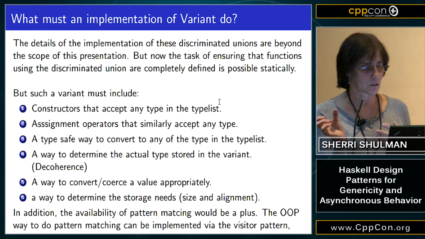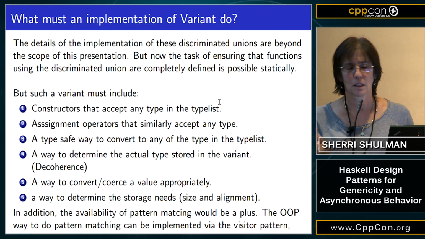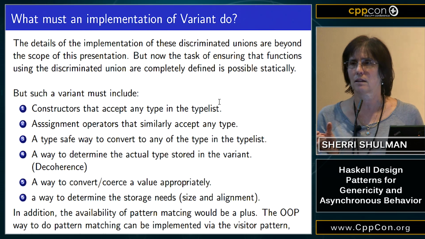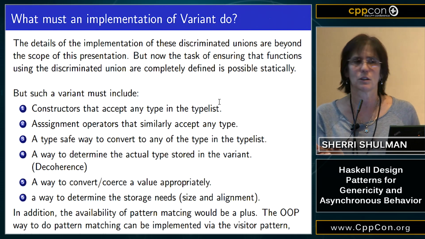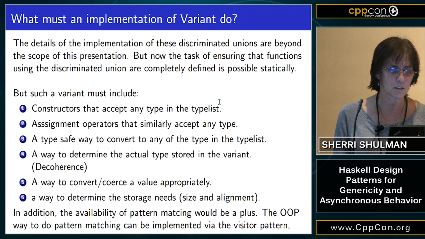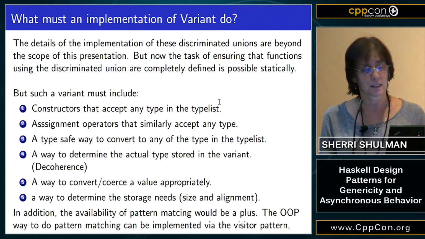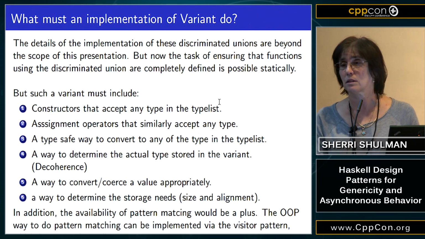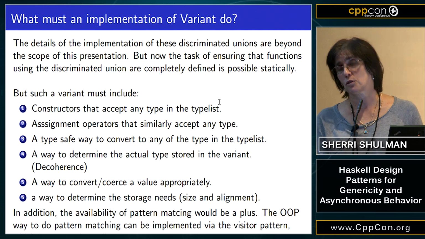I haven't used this term before, but in the C++ literature, the way that they talk about, for lack of a better term, I can call pattern matching. If you notice in our definition of the eval, I had those type tags, and we usually refer to that as pattern matching. But you can also think of it as what's called decoherence. In other words, how do you break down a type? A way to determine the actual type stored in the variant, a way to convert a coercive value appropriately, and I don't know if this is the hardest, but it never comes up in Haskell because it's below the level of the programmer control, a way to determine storage needs.